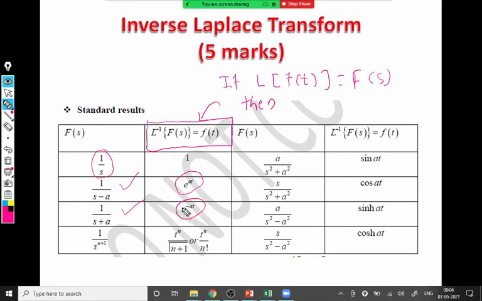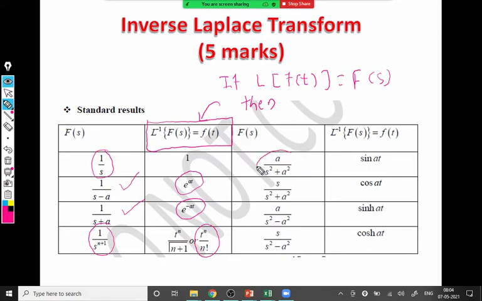Okay, L inverse of 1 upon s raised to n plus 1 is t raised to n upon n factorial, provided n is an integer. If n is a fraction, we say t raised to n upon gamma of n plus 1. Okay, so no new formulas, the same thing we are using in a reverse way now.